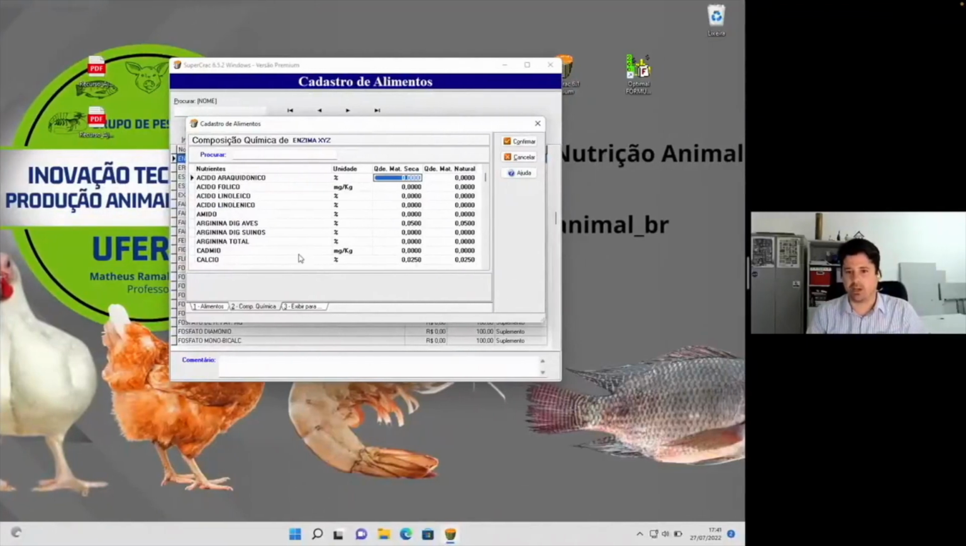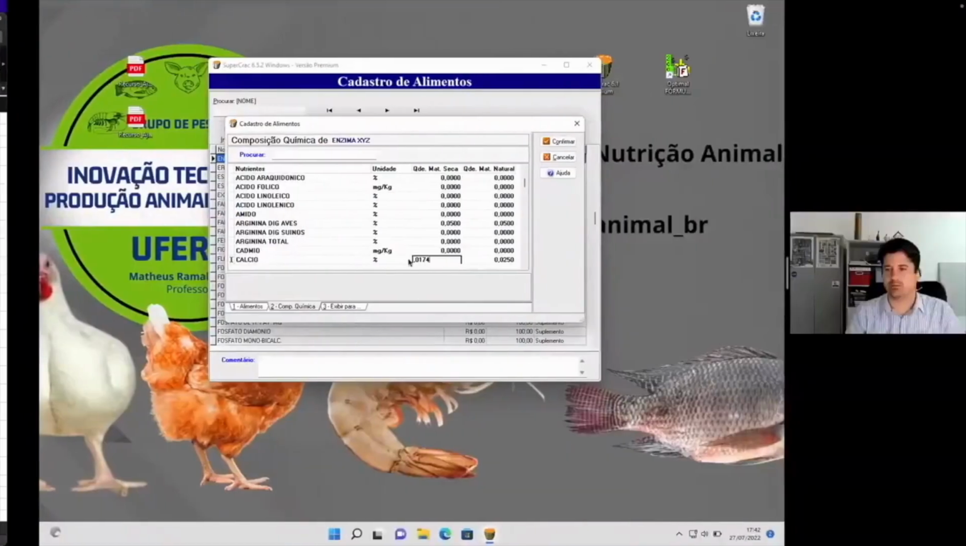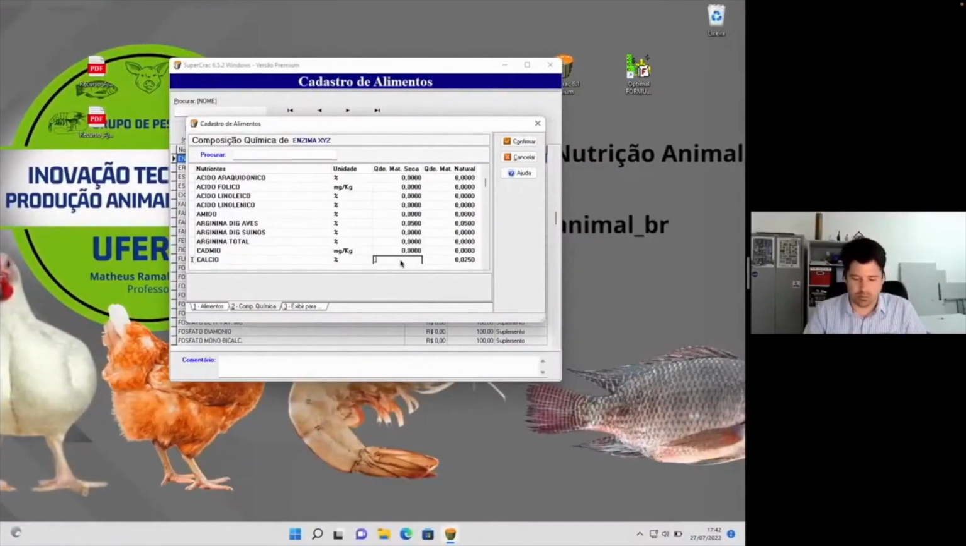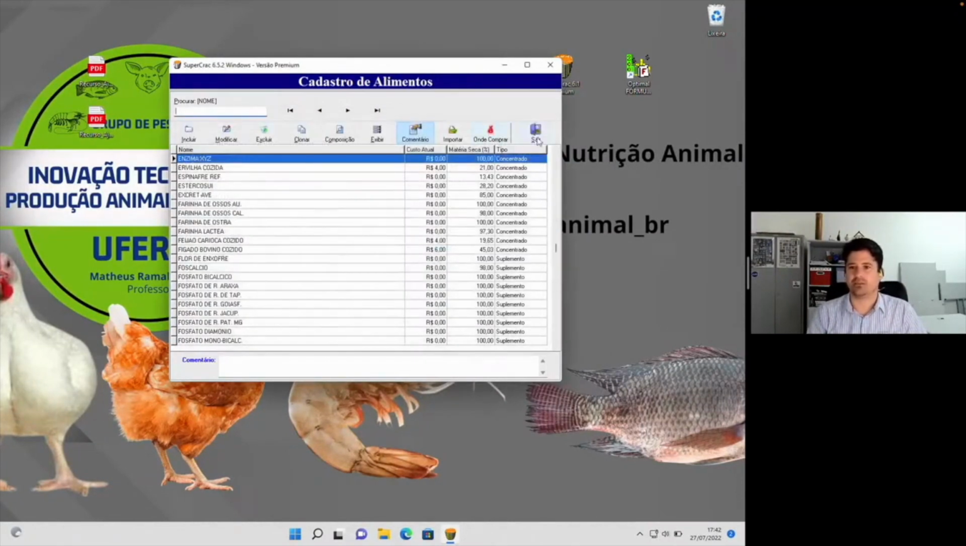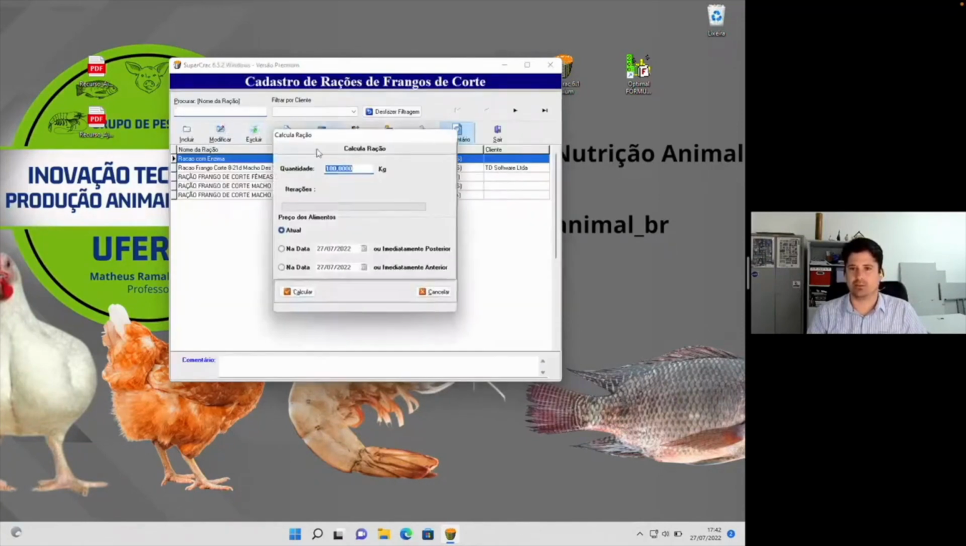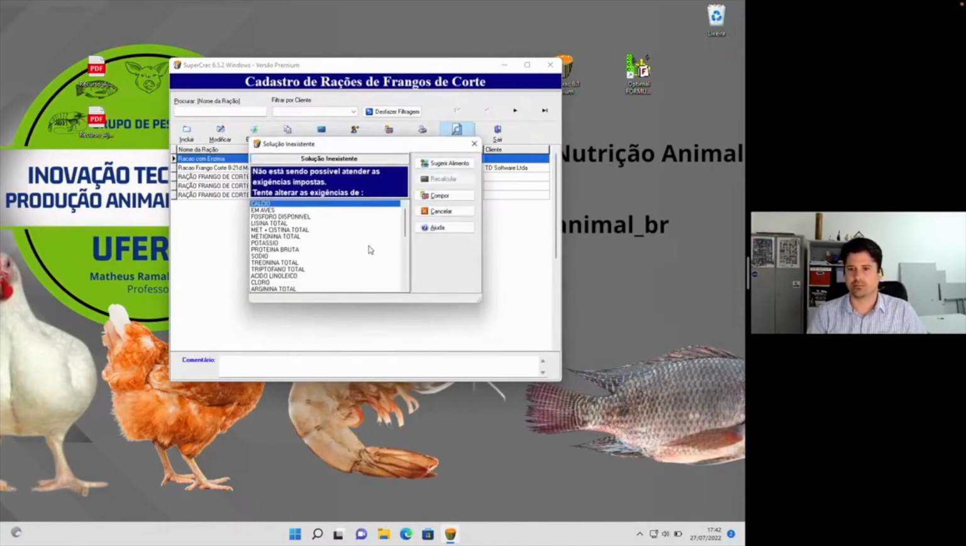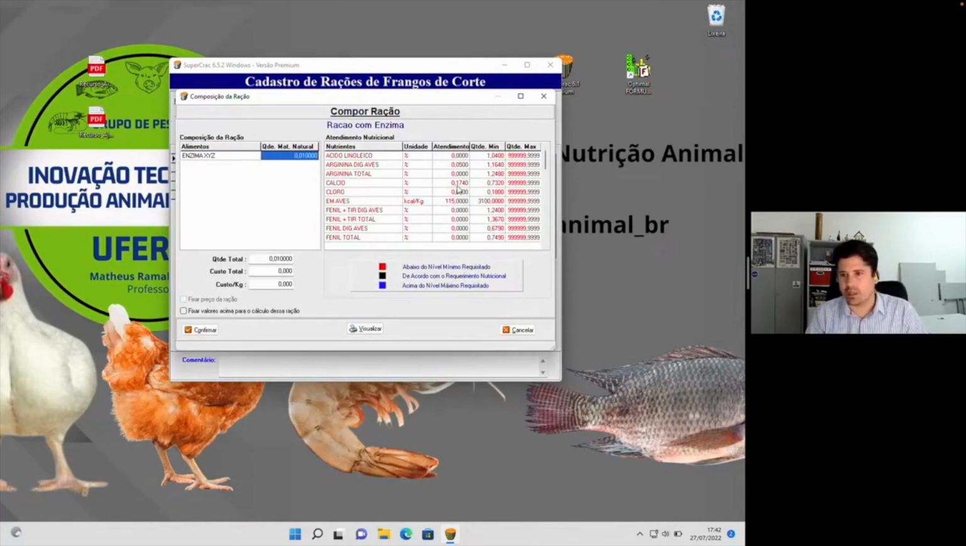0.174, calcium, and what I put here, look, 0.174, no, 174. I'm going to put it wrong. Calcium. Now let's see if it's right. Let's go there. Calculate again. Compose. Calcium. 0.174. So it's inside this here.